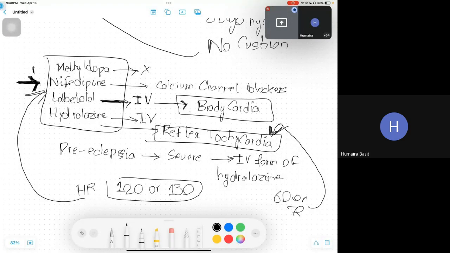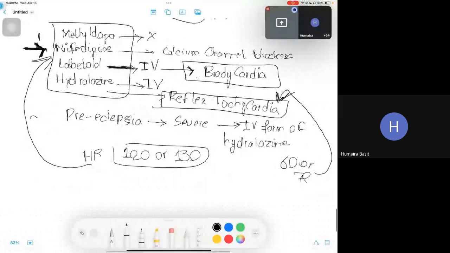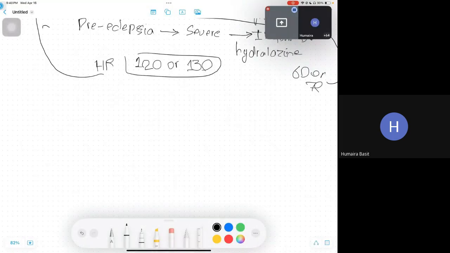And in normal situations, if it's normal hypertension and there is no urgency for medication, then remember the answer will always be nifedipine, a calcium channel blocker. Another question: where does nifedipine act on the body? Does it act on the heart, or on the vessels, or on both? Vessels. On the vessels.